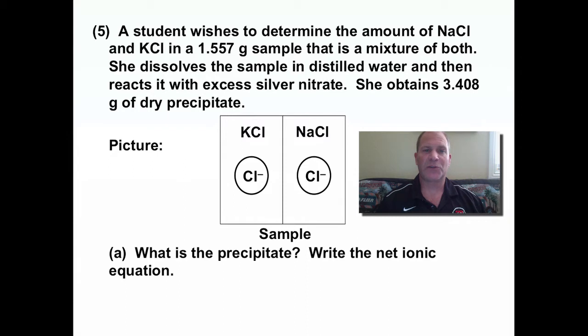So in this situation, she has two compounds mixed together. They have a total mass of 1.55 grams. The common ion between them both is chloride. As she reacted them with silver nitrate, the silver caused all of the chloride from both of the samples to come out of solution and form silver chloride. So we have Ag+ plus Cl- gives us AgCl, and we know the mass of the silver chloride.